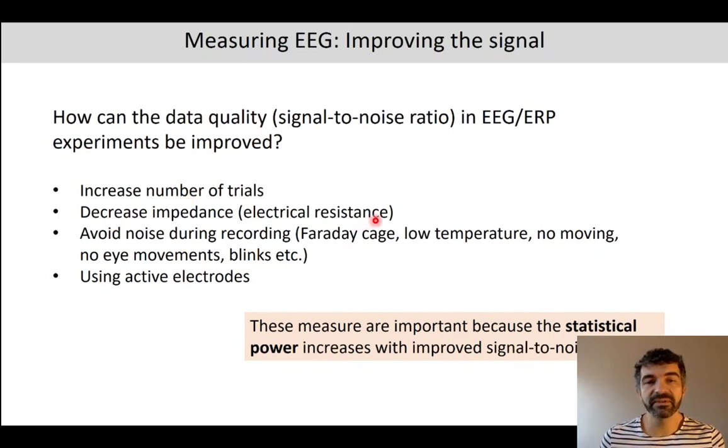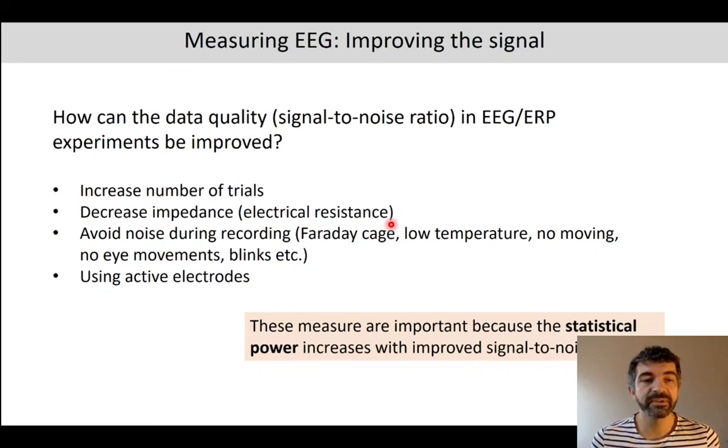Decreasing the impedance is very important, so the electrical resistance between the skin, the scalp, and the electrode should be reduced with the gel, and sometimes you need to monitor that. I mean, you always need to monitor that during the experiment, and then sometimes you need to readjust and add maybe more gel, for example.